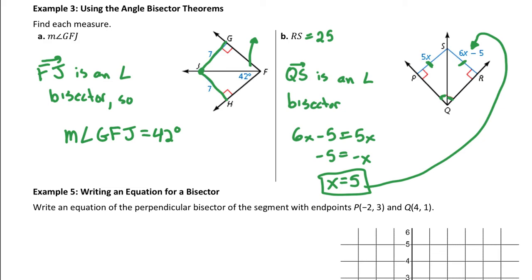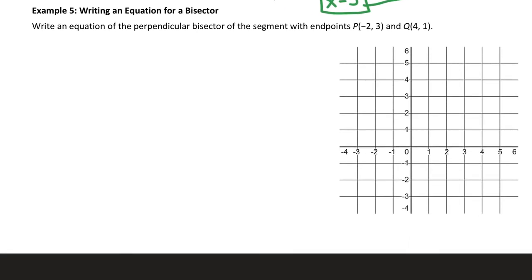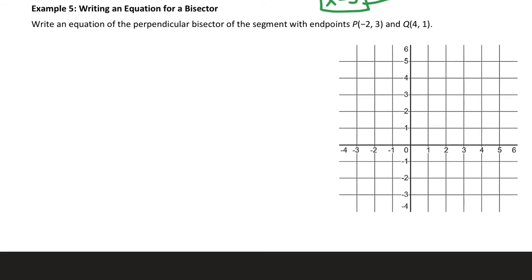diagram. So the last example, in my opinion, the most complex example, is writing an equation for a bisector. So this is most likely a level 4 question on a quiz. So writing an equation. Now, the hint I'm going to give you to write this equation, we're going to write the equation in slope-intercept form. So you have to remember that M means slope, B means the y-intercept.